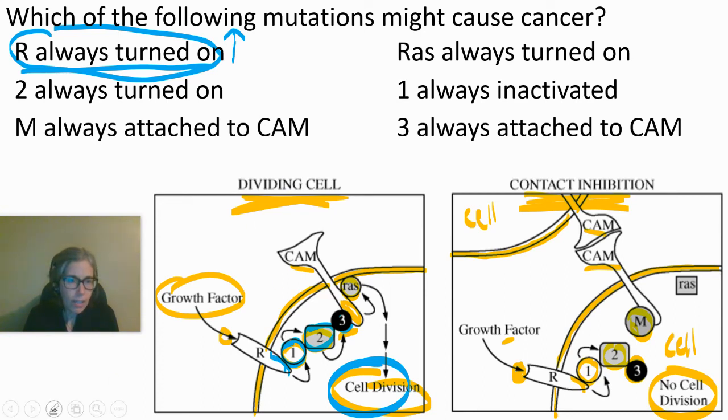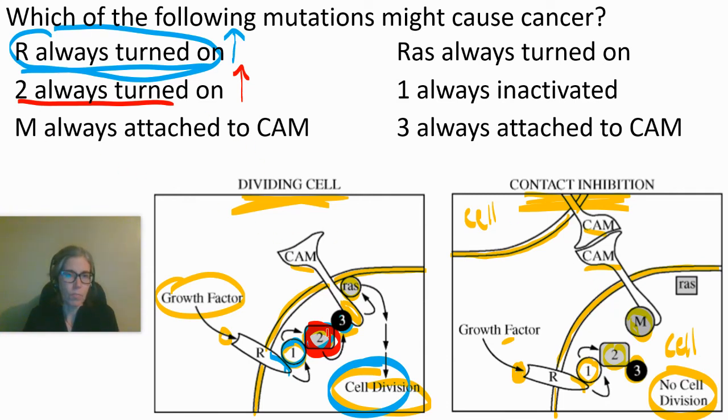Okay, let's say instead that 2 is always turned on. 2, that's this one. If 2 is always turned on, then that's going to interact with 3, which interacts with CAM, which turns on RAS, which causes cell division. That is going to increase your chances of cancer. I know you still have an out, right? I know M and CAM can save the day and stop cell division, but that's still a bad mutation, right?